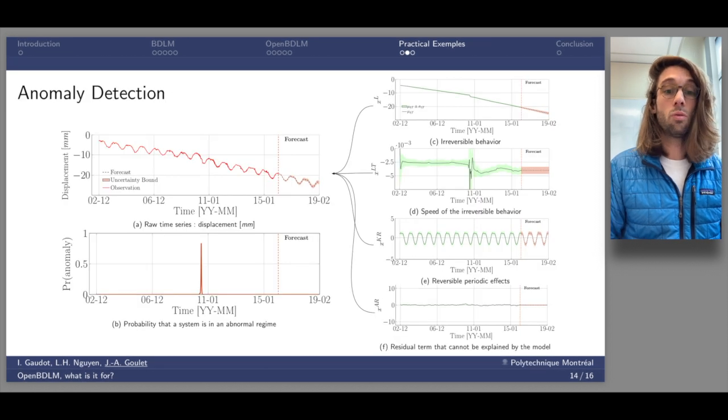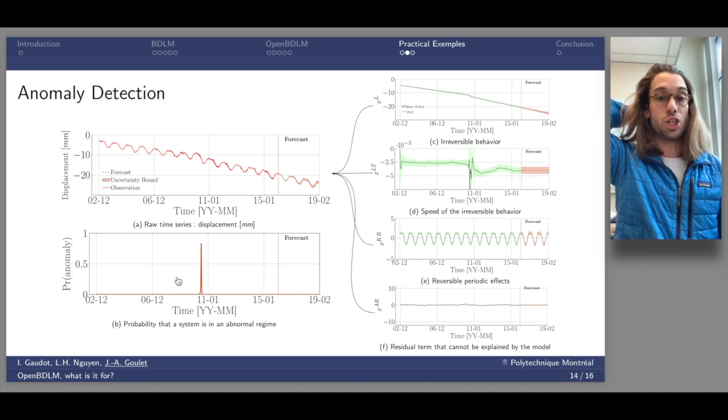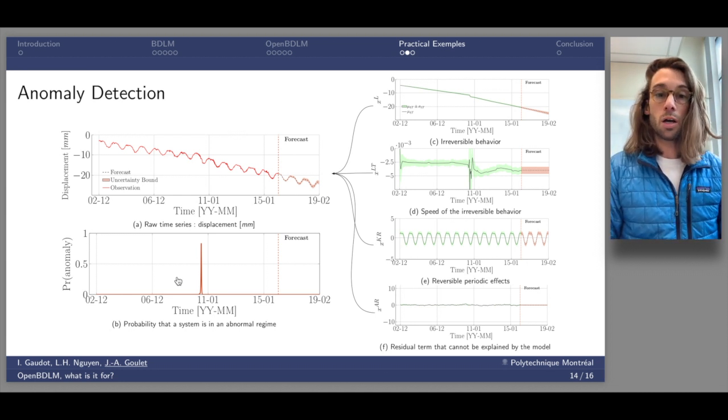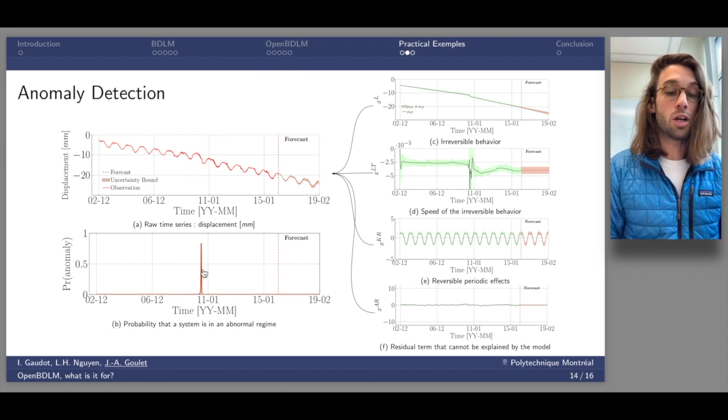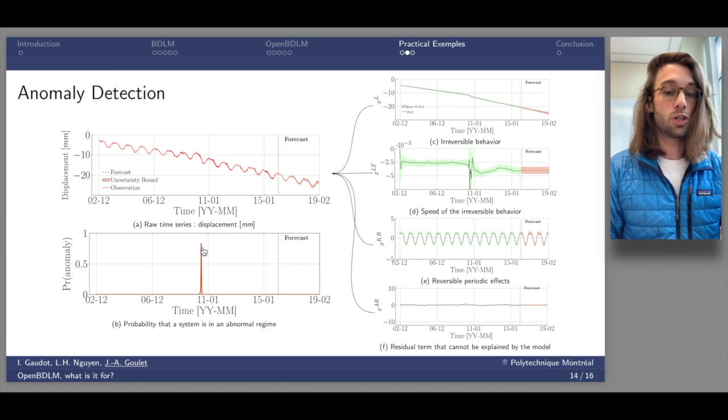A second one, if we want to detect anomalies. What we have here is time, displacement in the dam, and on the second graph here, what we have is the probability of a regime switch. So the regime switch between the zero speed constant speed model and a constant acceleration model. So here the peak indicates a high probability for the constant acceleration model.